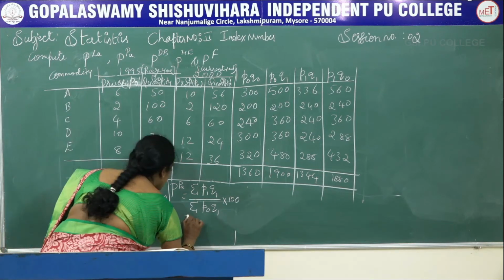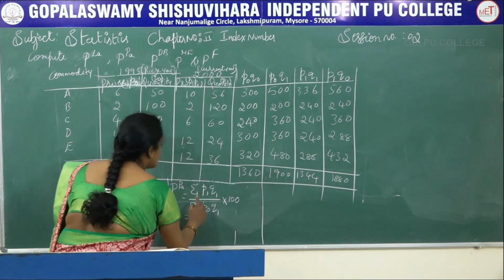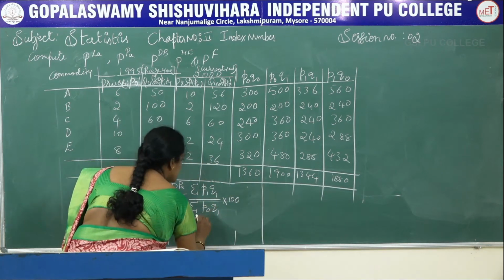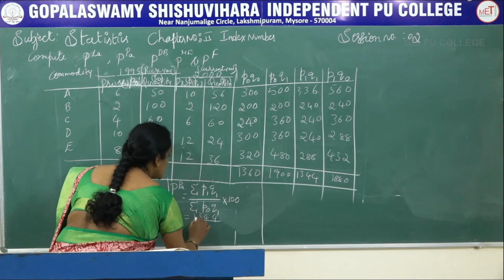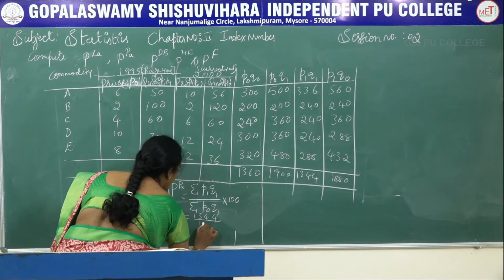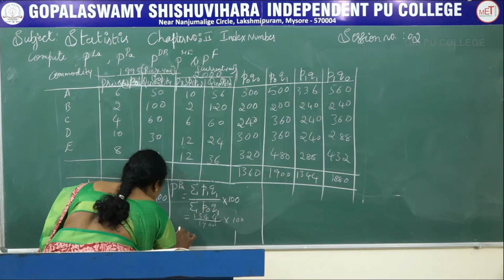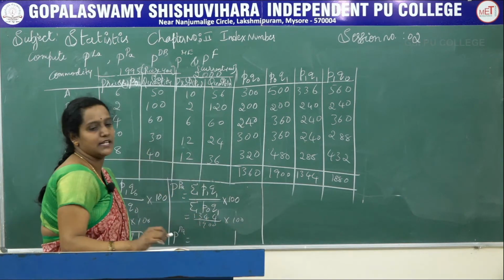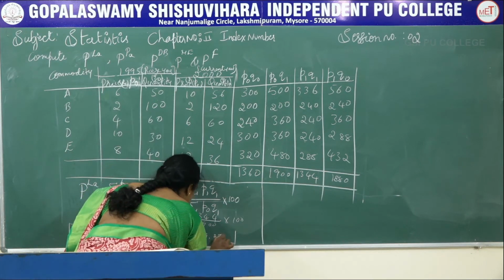Similarly, substitute the values for Paasche. Summation of P1 Q1 is 1344 divided by summation of P0 Q1, which is 1900, into 100. So Paasche is 139.88.